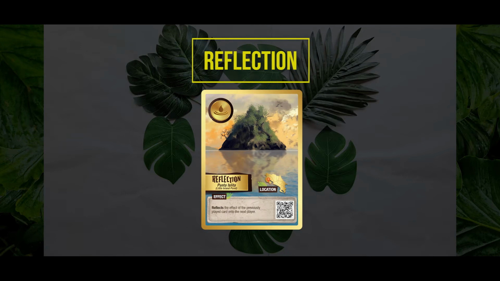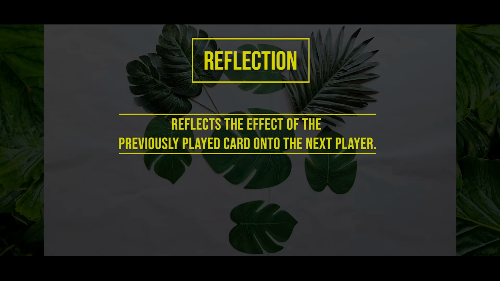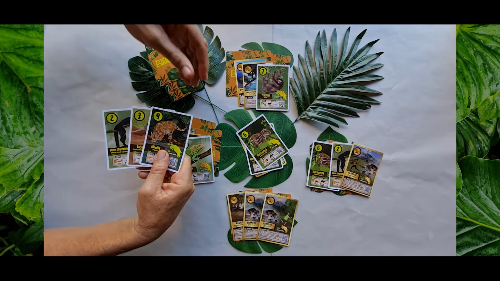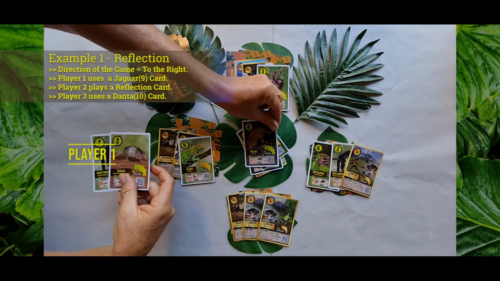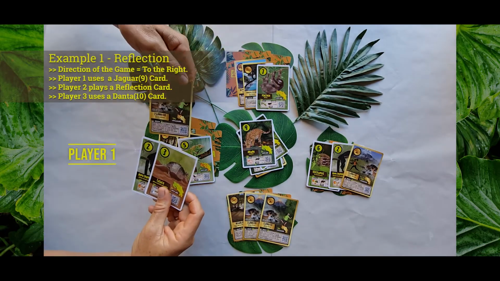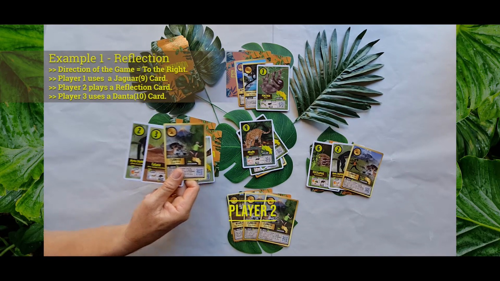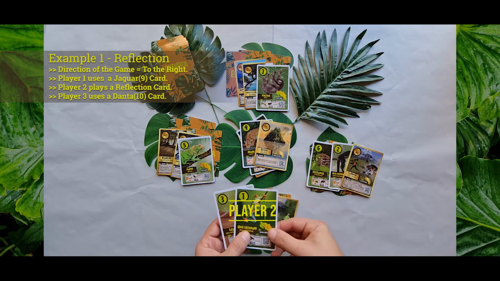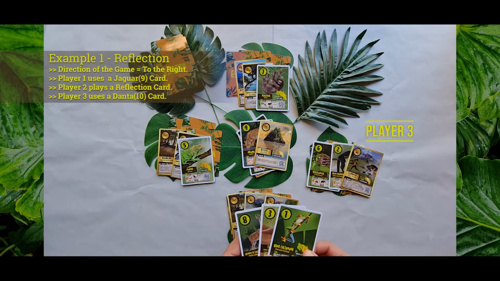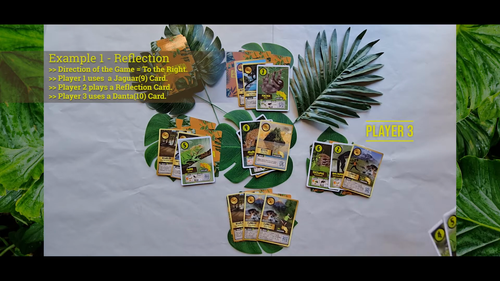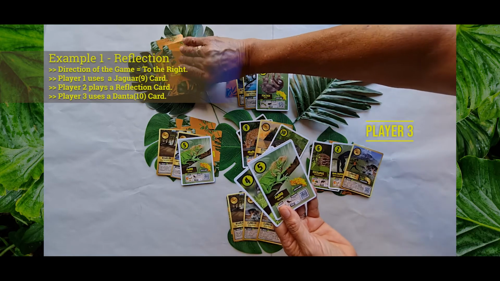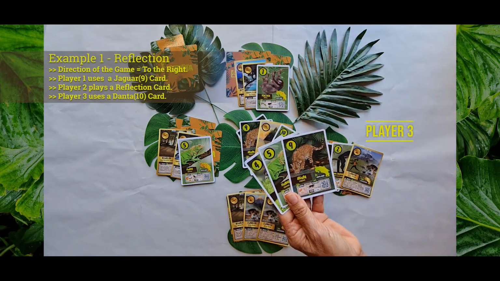Reflection. Reflects any effects of the previously played card on the next player. We will use the following example to explain this card. Player 1 plays a Jaguar 9 card, and takes a new nature card. Player 2 plays a reflection card, and also refills her hand. Player 3 in this case must play cards equal or greater than Jaguar 9, or play with condition cards. In this case, the reflection card simply reflects the previous card. It is as if it were a copy of it, or as if it were transparent.